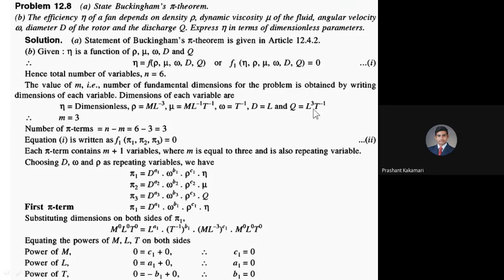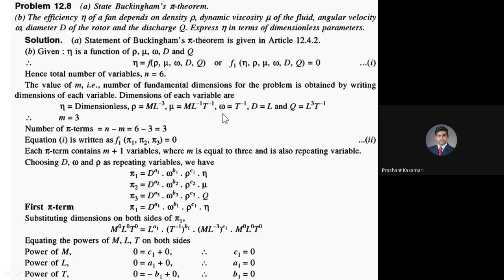Yes, fundamental quantity: if you see, Q is L raised to 3 into T raised to minus 1, it has 2 fundamental quantities and the powers are high. But if you see the angular velocity, it has only one fundamental quantity, raised to minus 1. So simple is angular velocity. That's why I have chosen omega. You can choose discharge also to find the result. If you want discharge, you can write Q raised to b1, Q raised to b2, Q raised to b3 also. But the process may be a little bit longer. It may consume more time.